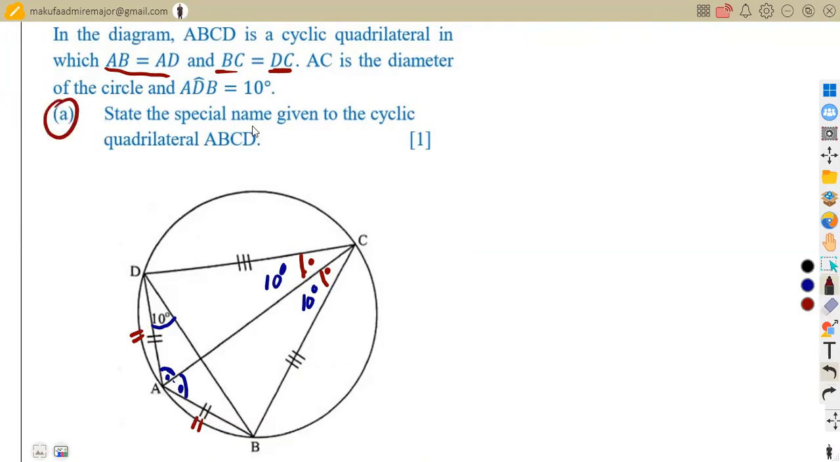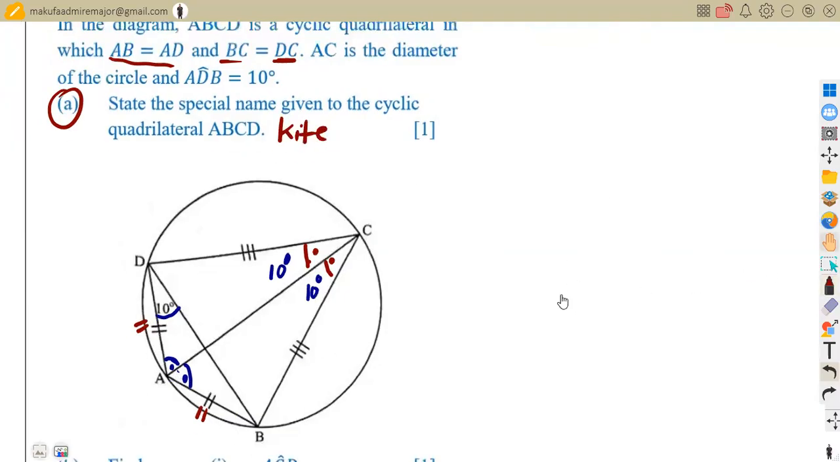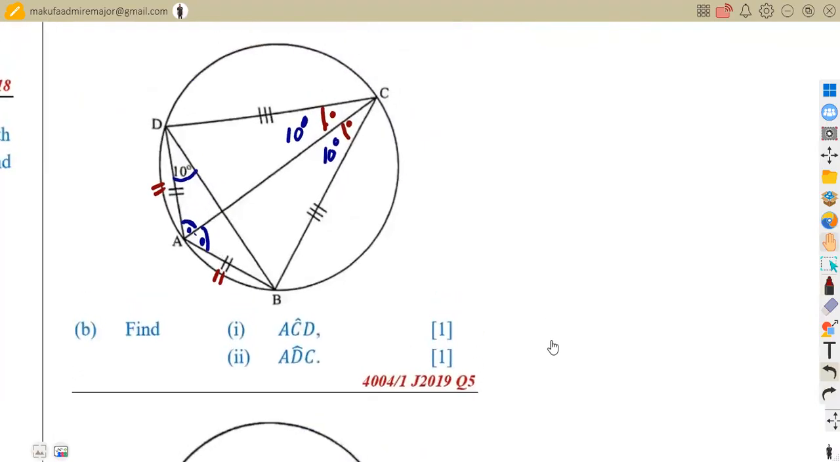The A part: state the special name given to the cyclic quadrilateral ABCD. As you can see, these two sides are equal. These two sides are equal. So this is a kite. Also the angles here, this angle, this angle, it is bisecting the angle. So these are the properties of what? Of a kite in this case, all right? So we move on to the other part now.